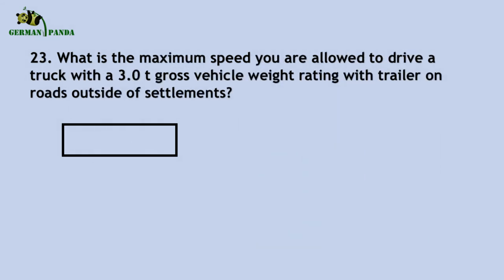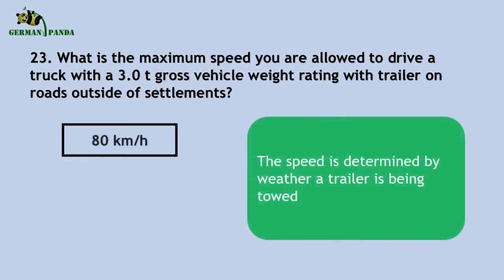What is the maximum speed you are allowed to drive a truck with a 3-ton gross vehicle weight rating with a trailer on the roads outside of settlements? 80 km/h. The speed is determined by whether a trailer is being towed.